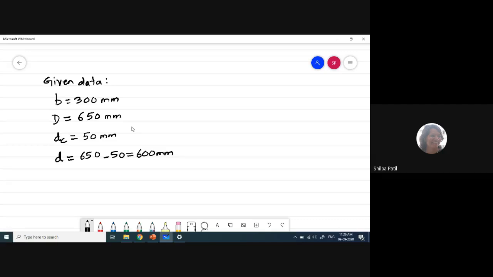Then they have also provided the details of the area of steel. So Ast we can directly calculate over here. 4 number of bars are given. And what is the diameter of the bar? 25 mm. So tell me the area.